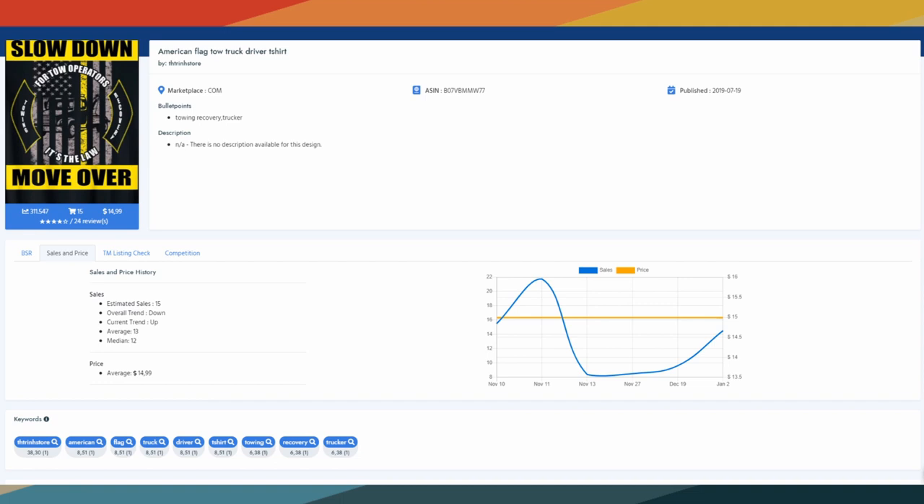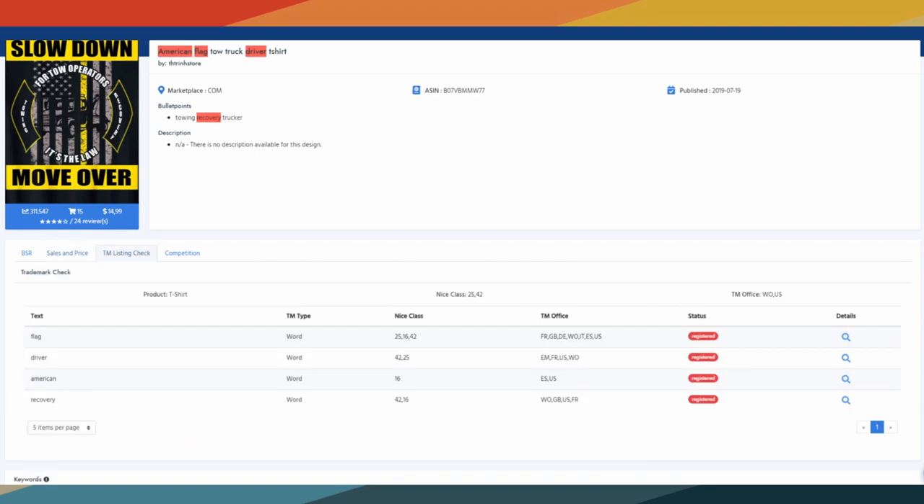The listing is made in a way that it is impossible for the trademark tool to check the registration. Basically, if you are familiar with Merch by Amazon design trends, then you should already know that American flag designs are selling extremely well in almost every niche out there.